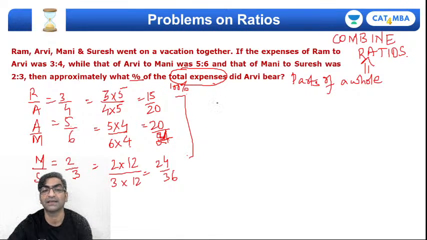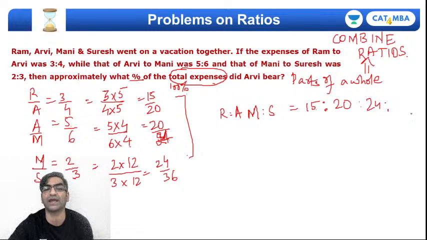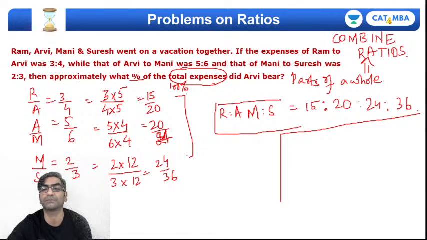Now I'll say Ram, Arvi, Mani and Suresh will together have a ratio of 15:20. When R is 15, A is 20. When A is 20, M is 24. When M is 24, S is 36. So there you go. This is the composite ratio that you want.